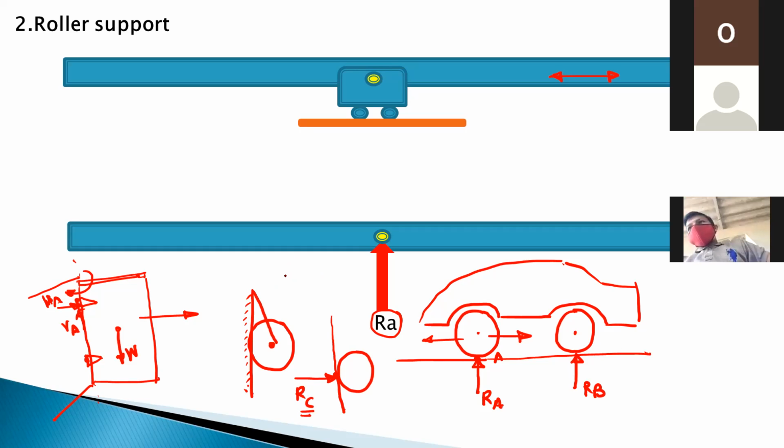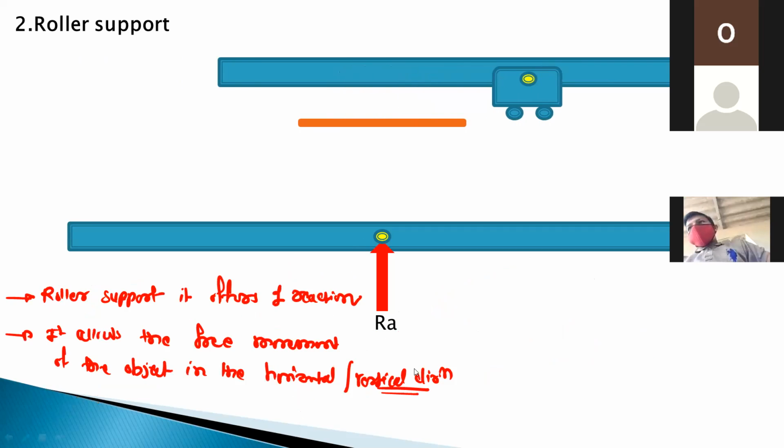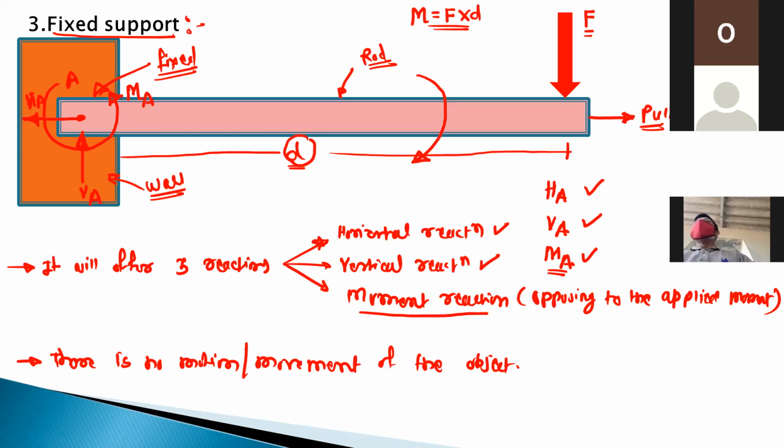So you have to remember, for the roller support there will be only one reaction, and that reaction will always be perpendicular to the surface. And the third support is the fixed support. A fixed support has three reactions. One is HA, second is VA, and third will be MA.